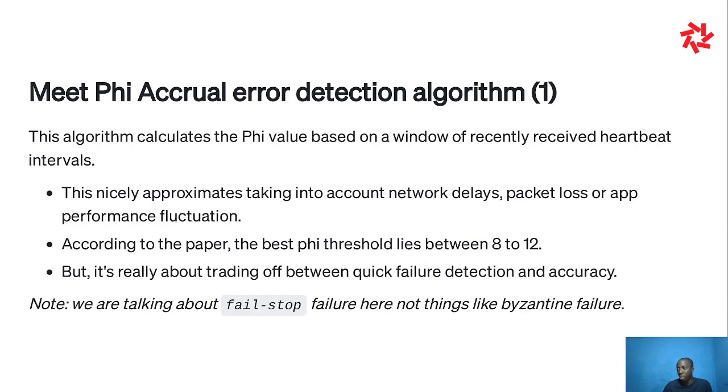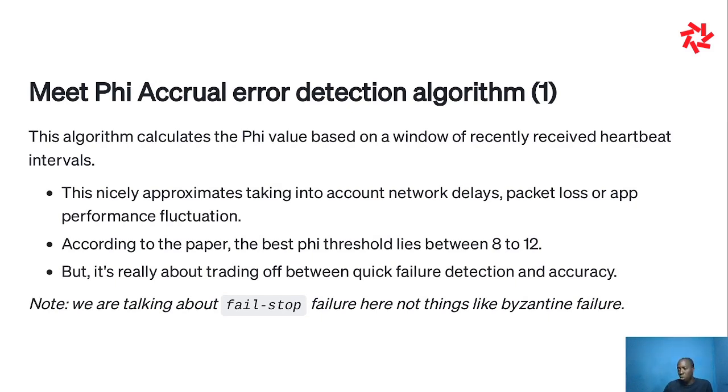This is where we introduce the Phi-accrual failure detection algorithm, another paper that fits nicely inside a Scuttlebutt implementation. This algorithm calculates the phi value based on a window of recently received heartbeat intervals. So it nicely approximates by taking into account network delays, packet loss, or even application performance fluctuation. From the paper, the best values where you can decide that this node should be marked as down are usually between 8 and 12. But this is a trade-off you need to make between how quickly you detect failures and how much accuracy you want. You can even go lower than these values depending on your particular use case. So it's usually good to experiment.